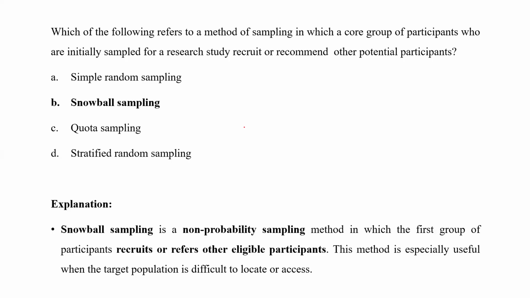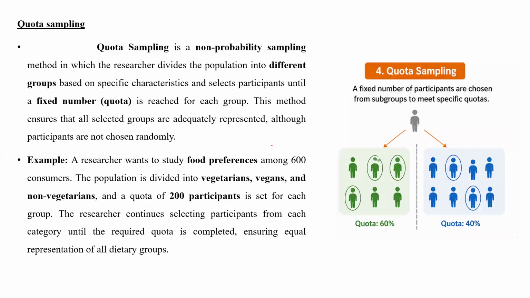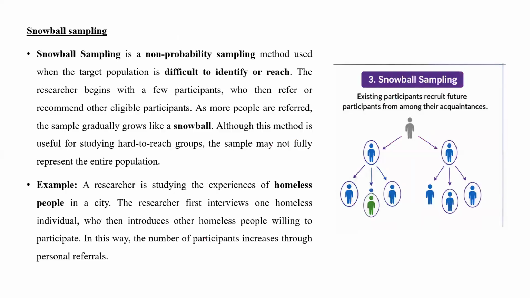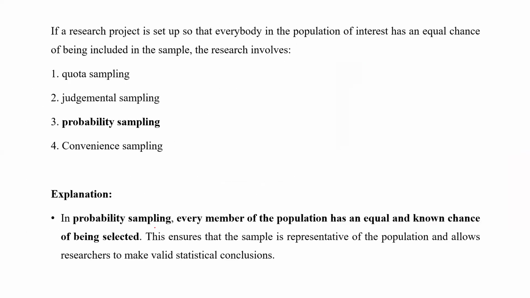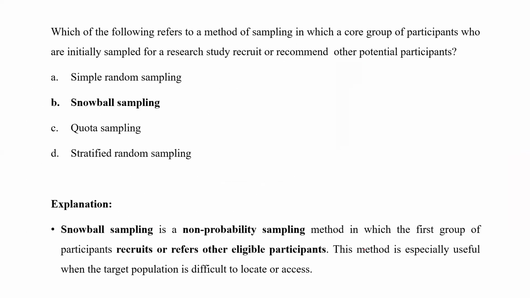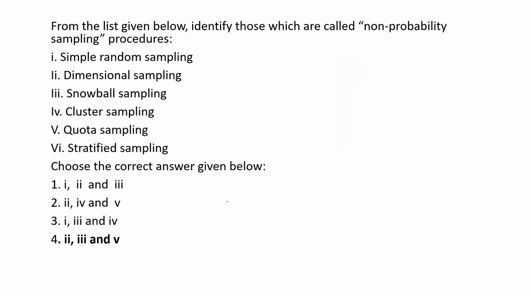Which of the following refers to a method of sampling in which a core group of participants initially sampled for a research study recruit or recommend other potential participants? Just recommending one person to another person. Here we increase the participants through personal reference. That is called snowball sampling. Snowball is where the first group of participants recruit or refer eligible participants.